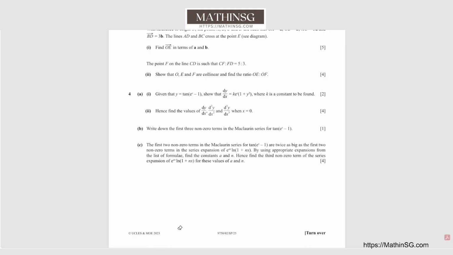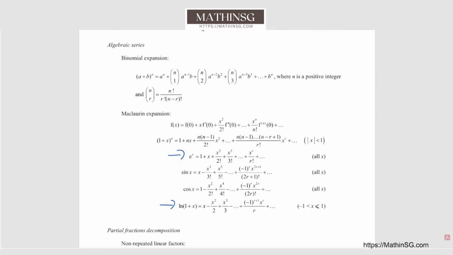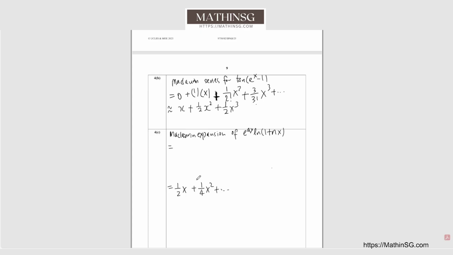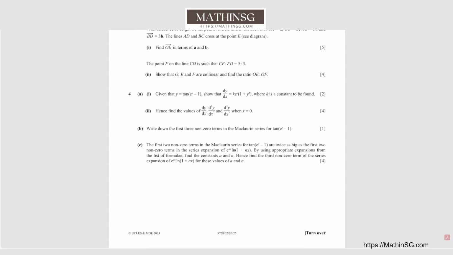Okay, so by using appropriate expansion from the list of formula, find the constants a and n. We know that we need to expand this using the standard series expansion and then equate them to half x plus 1/4 x squared. Next, hence find the third non-zero term of the series expansion of this.